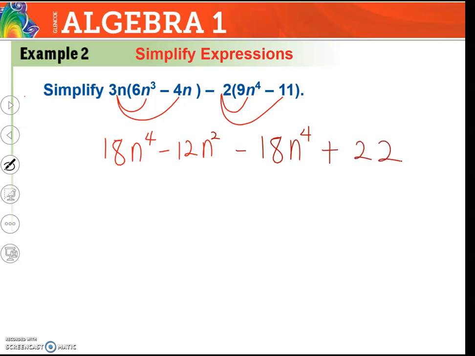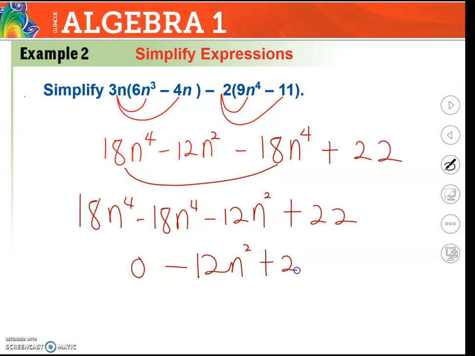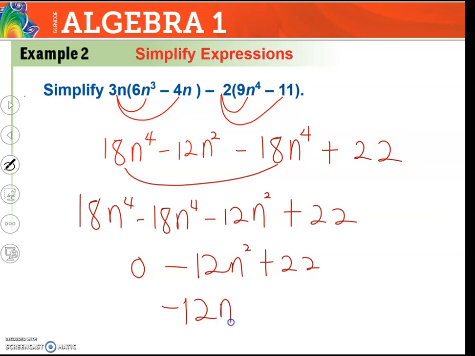So when this is done, we group like terms. We can see that this has an exponent of 4, and this also has an exponent of 4. So in grouping them, we have 18n to the power 4 minus 18n to the power 4, then followed by minus 12n squared plus 22, and that gives us 0 minus 12n squared plus 22. So our final answer written in standard form is negative 12n squared plus 22.